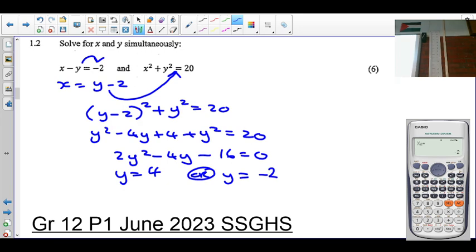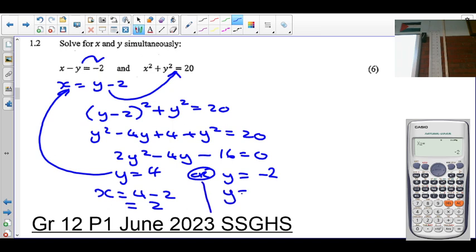So what I need to do is solve for x now. I substitute that into the third equation. So x is equal to 4 minus 2, which is 2. On the other hand, we have y is equal to minus 2 minus 2, which is negative 4. Okay.